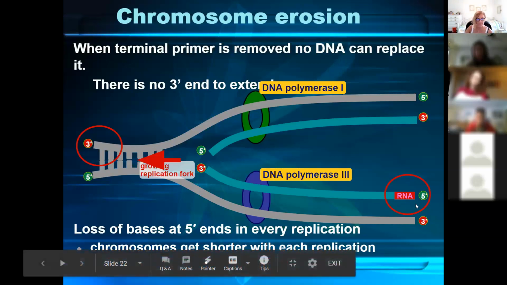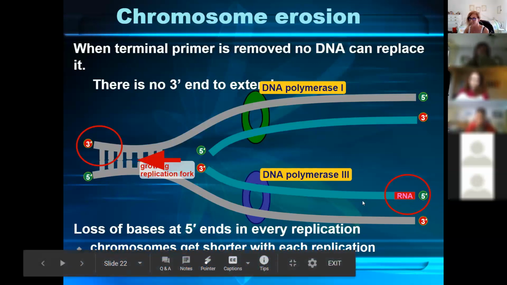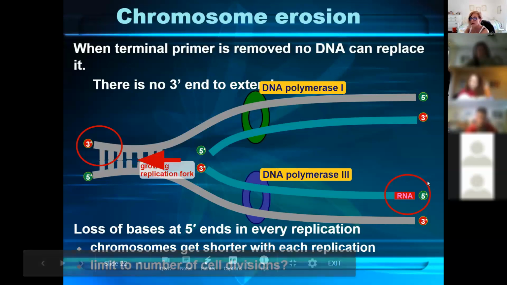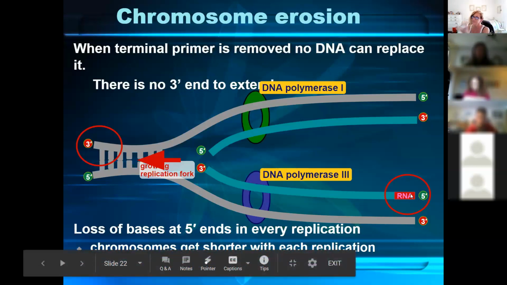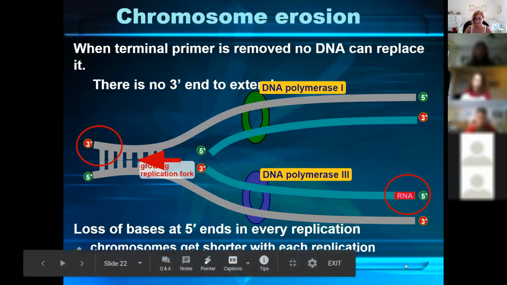Okay, so because we can't replace that RNA primer at the very end, this is called chromosome erosion. Loss of bases at the 5' end, it's going to get shorter each time, which means it can only replicate so many times before it starts getting into coding. Like this portion is just all added content. It's not coding for any particular proteins. But after years of replication, you're going to start getting into coding genes. And that's where we start to have the aging process kick in.